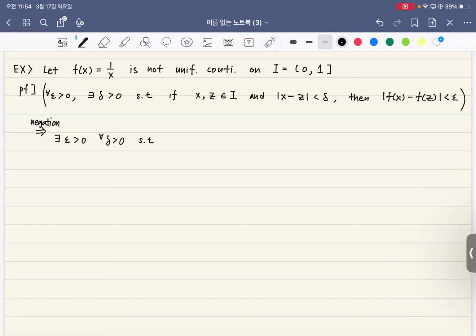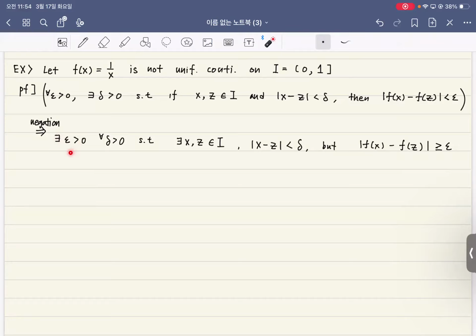you can still find two points on the interval, and these two points are close to each other by less than delta, but the absolute value of f of x minus f of z is still greater than or equal to epsilon. If you can find one such epsilon, then that proves that your function is not uniformly continuous.